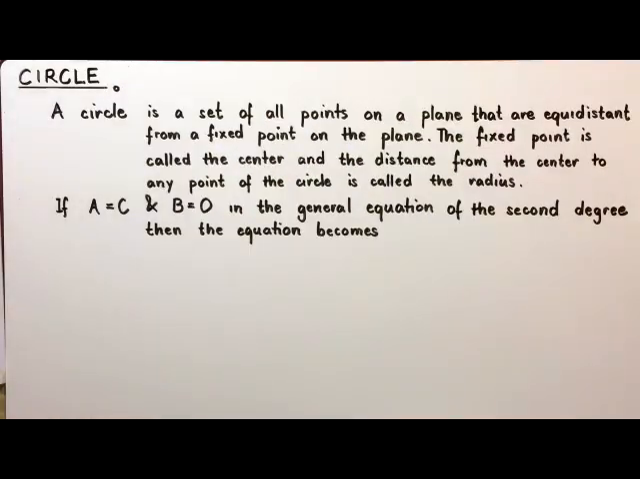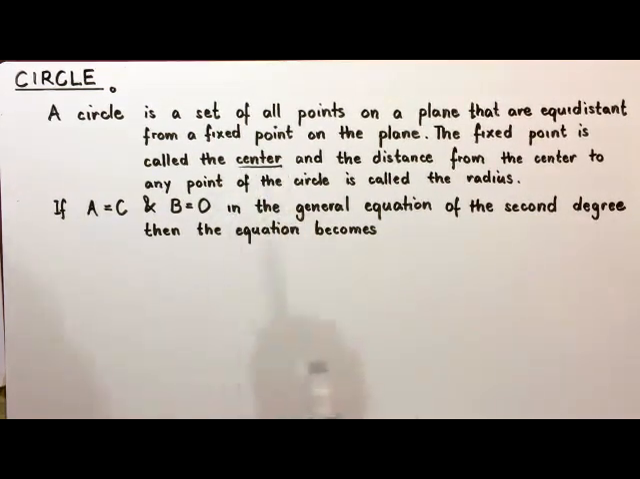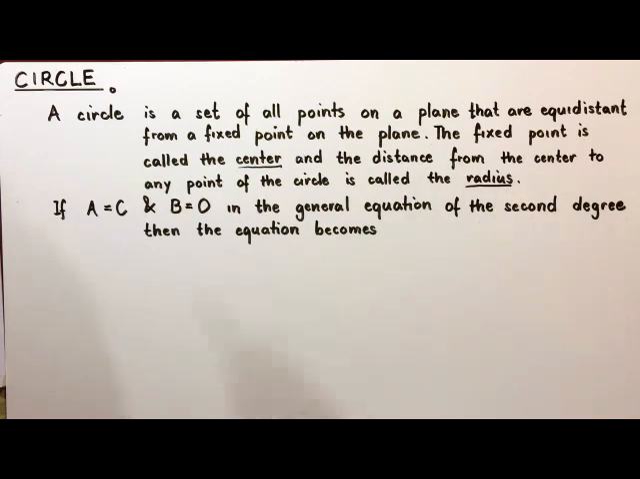So, moving on, what is a circle? Mathematically, a circle is a set of all points on a plane that are equidistant from a fixed point on the plane. The fixed point is called the center of the circle here. And the distance from the center to any point of the circle is called the radius of the circle.